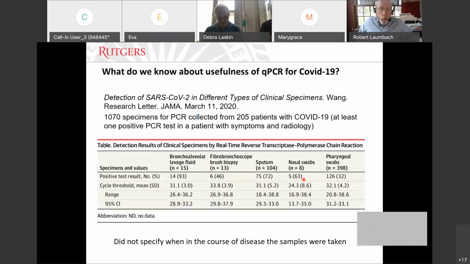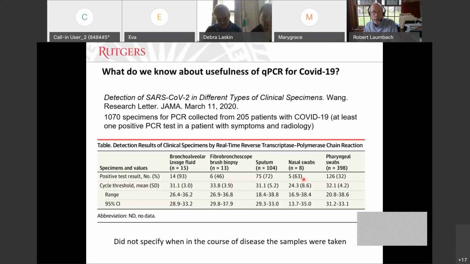All right, so what do we know about the usefulness of qPCR for COVID-19? There have been several letters to prominent journals. Most of these are research letters, short reports, in the last couple of months to prominent journals like JAMA and New England Journal of Medicine and others. So this is a report about detection of SARS-CoV-2 in different types of clinical specimens. Most of these reports are from China.